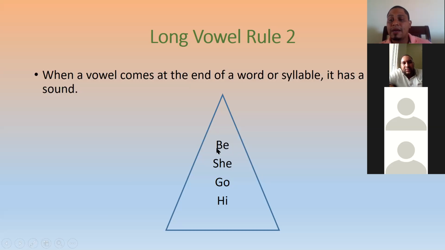For example, we say be and not beh, right? We say she and not sheh. We say go and not God, because if you say God, you're gonna get confused with, you know, the supreme being that we know exists. And then look here, you say hi and not hee, because when the vowel is at the end, it has the long sound. That's why you say hi, right? So this is the long vowel rule number 2. If the vowel is at the end of the syllable, it has a long sound, okay?